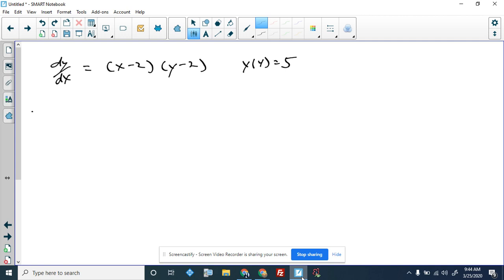All right, we're going to solve a differential equation here. This is your first homework question. So let's get after it.